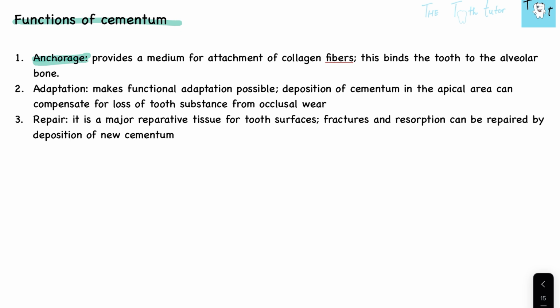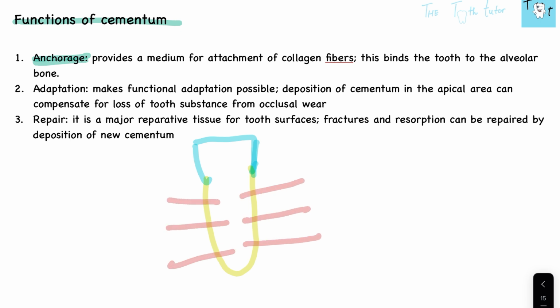You would know that we have a tooth, we have dentine, we have enamel. Imagine a tooth without cementum. Where would the PDL enter? If there was no cementum, it would have to enter the dentine. But dentine is highly sensitive. It has all the nerve endings. It has the dentinal tubules. You can't even let air enter it. How can you allow PDL to enter it? So your cementum makes attachment possible. It provides a medium for attachment of collagen fibers, and thus binds the tooth to the alveolar bone. If there was no cementum, we wouldn't be able to attach our tooth to the alveolar bone.